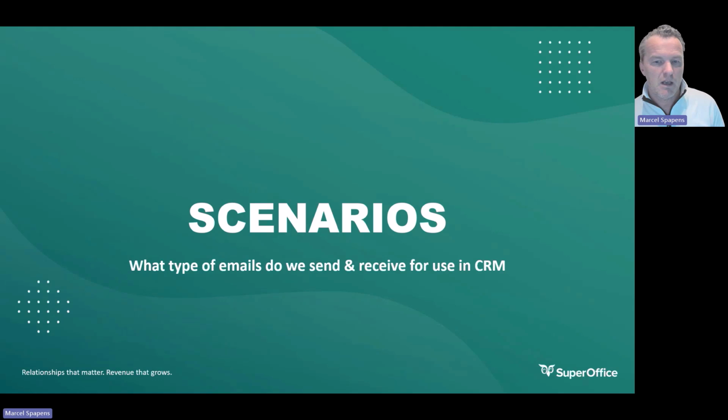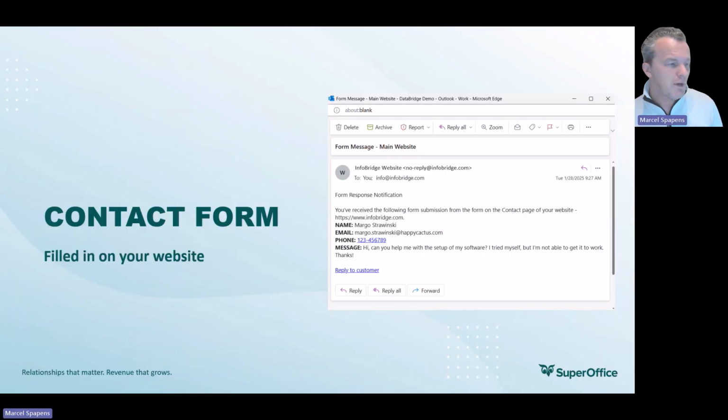Let's go. So what type of emails do we send out and what kind of emails do we receive for use in SuperOffice? I've put a few examples in some slides, and one of the examples we're going to process later on. The first one, very simple, is if you have a CMS, a website, and a contact form, people can leave their name, their email, their phone number, and of course their question or their message. This is one of the examples that DataBridge can handle. DataBridge can fetch the details from this email and do something with it in CRM. And we'll come back to that later.